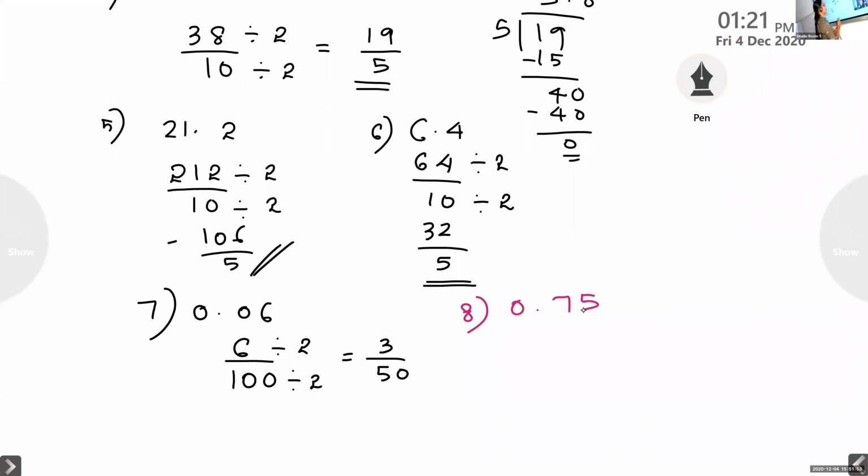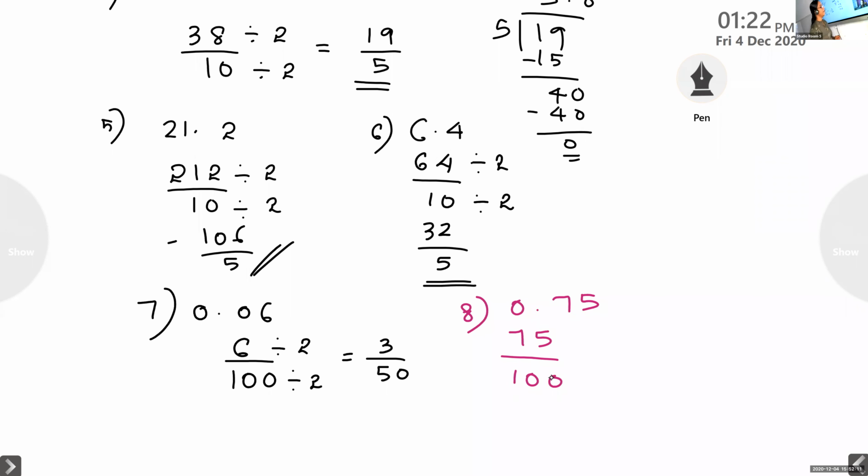You got what is your answer? 75 by 100. Okay, fine. Then which is the common number? 5. Other than that, you cannot find any number.